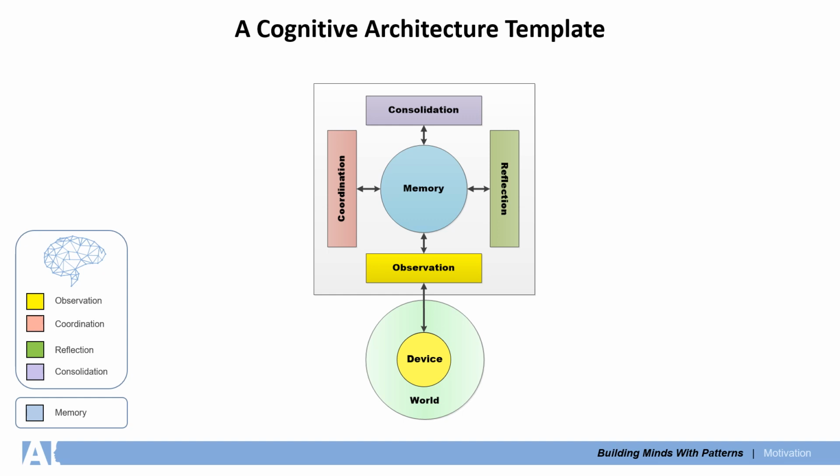In essence, a cognitive architecture is a blueprint for an artificial mind. Here, we see the areas for observation, coordination, reflection, and consolidation, as well as the device situated in the world. In this template, we can see a device situated in a real or virtual world. This device communicates with a cognitive system through observation components which store input from the device into the system's memory. The observation components are also responsible for communicating with the device's actuators, which perform the actions in the world. We also see that there are coordination components which update the memory with new inferences. The reflection components are responsible for changing the overall behavior of the system. And finally, the consolidation components are responsible for ensuring that the memory does not exceed its available capacity.